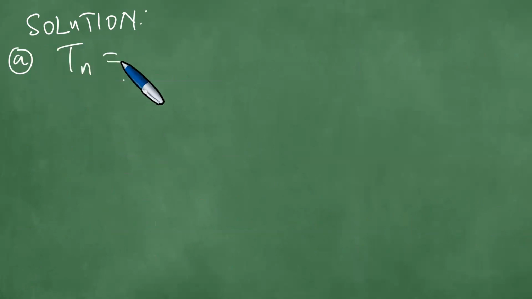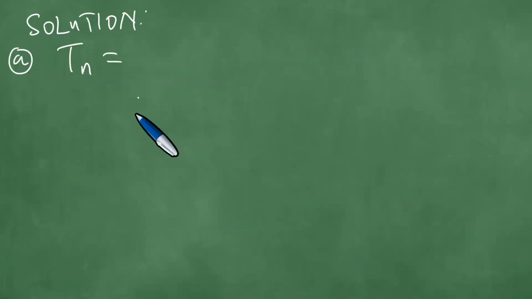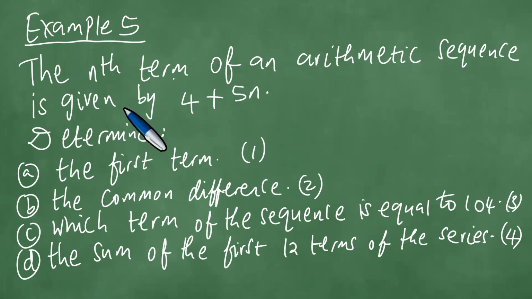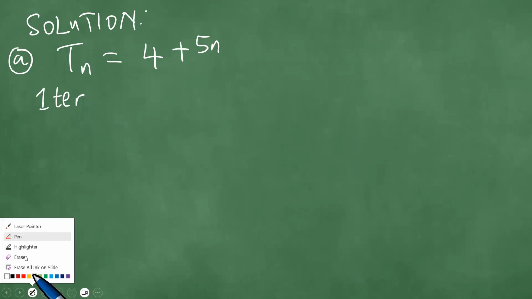It means Tn is equal to 4 plus 5n. That is what they are saying, because they are saying the nth term is this. Nth term means t sub n. Now, what are we supposed to do? To determine the first term. What is the first term? Let's find the first term. How do we find the first term if this one is given?